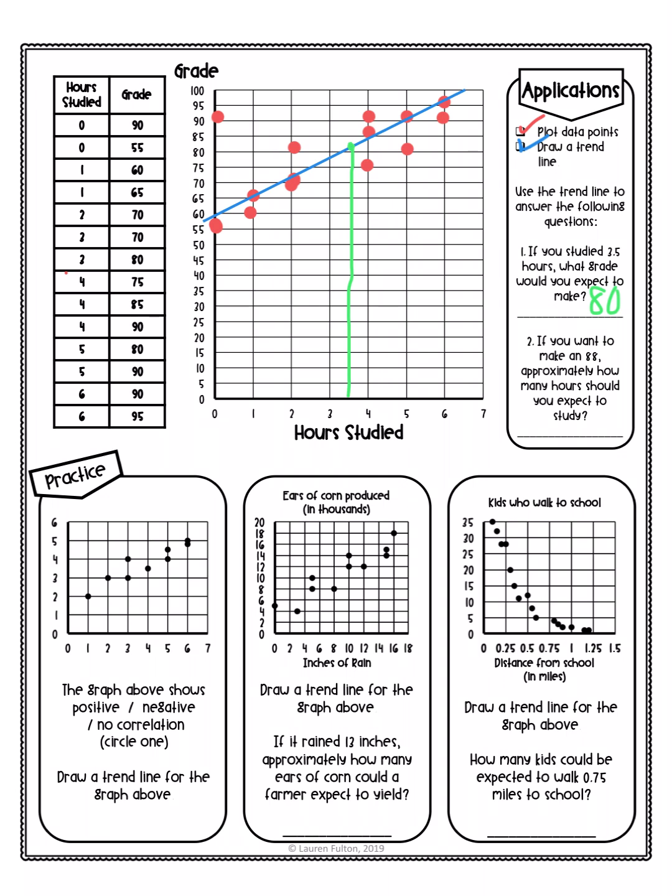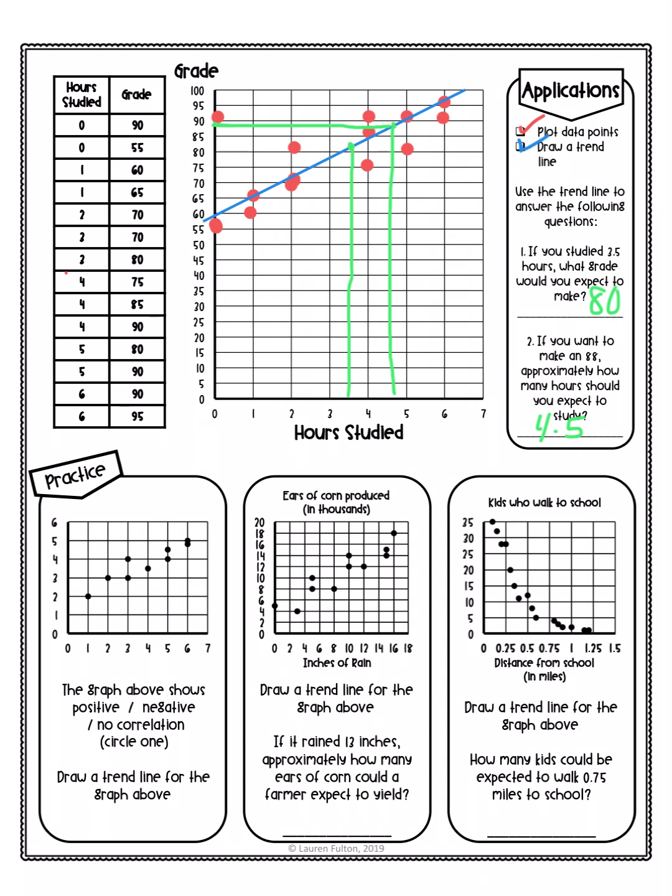If you want to make an 88, approximately how many hours should you study? So I'm going to do the same thing. I'm going to go over here to where 88 would be. So 88 is in between 85 and 90. I'm going to go over here. I'm going to work this way to my line. Okay, so here's where it would end up. Work my way down now. So I would say in between 4 and 5 hours. So 4.5 hours I would study for.